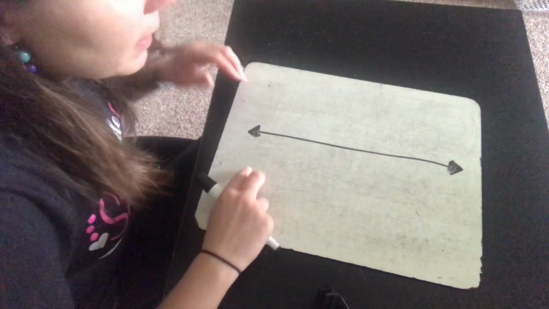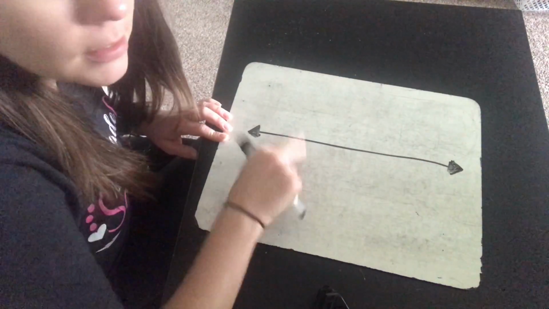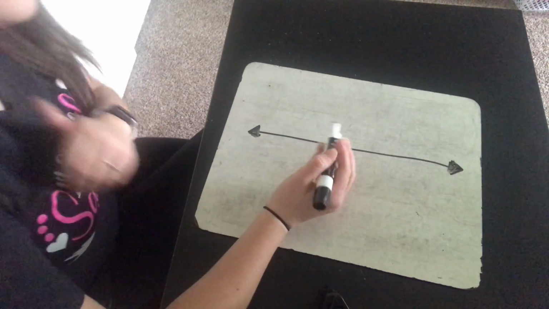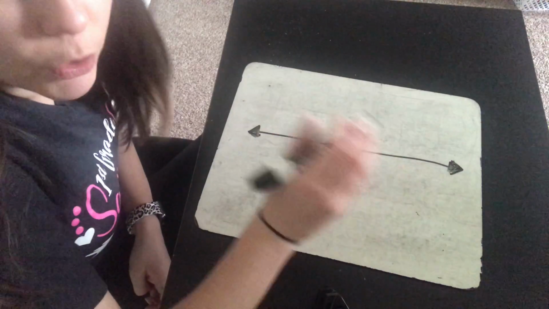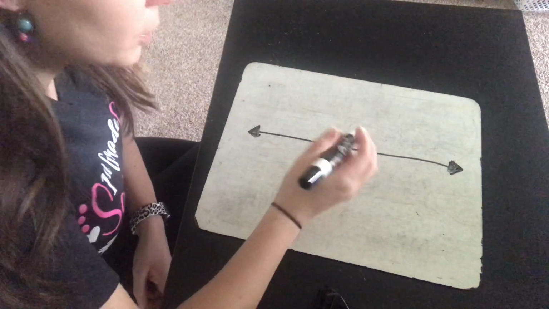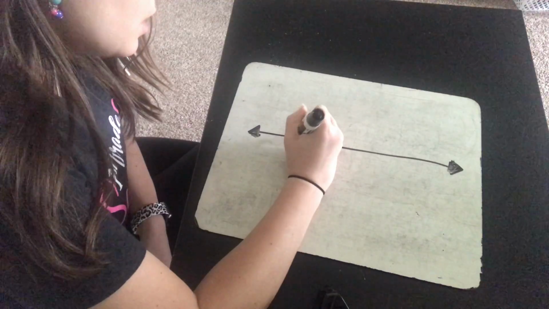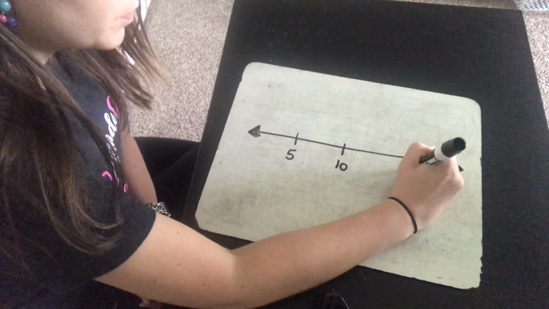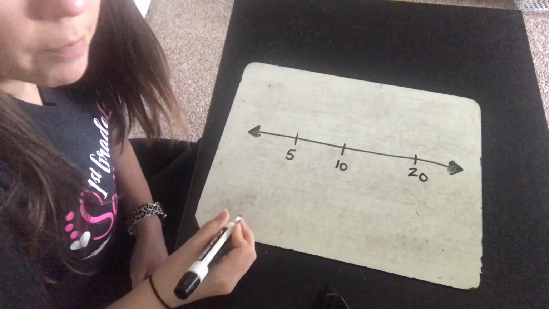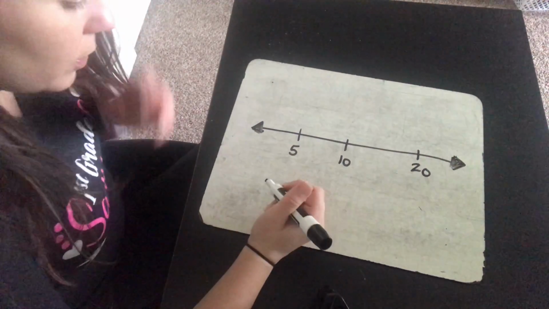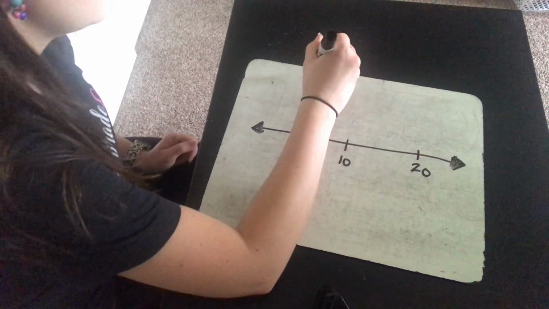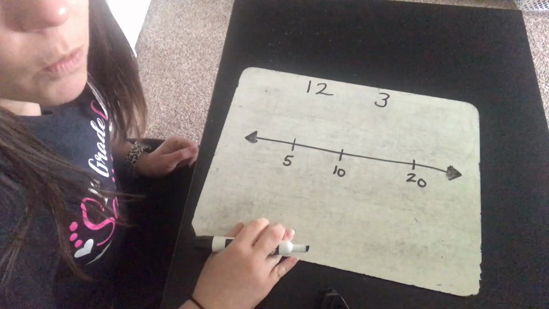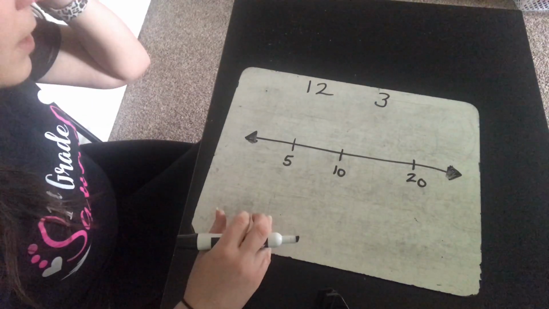So an open number line is like this. It's a number line here. We have our arrows on each side. And open number lines just have a few numbers on them. They don't have every single number. So say here's where 5 is, this is 10, and here's 20. Okay? If I give us a few numbers, let's say 12, and we'll start with 3. 12 and 3. Let's figure out where 12 and 3 would go on the number line.